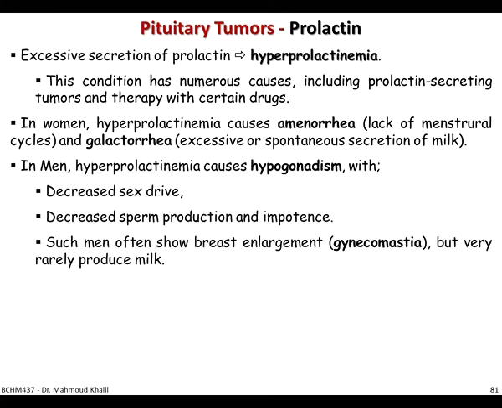In men, hyperprolactinemia causes hypogonadism. So what is the meaning of hypogonadism? It means it will lead to a decrease in the sex drive, decrease in sperm production, and impotence. Such men often show breast enlargement, gynecomastia, but very rarely produce milk.